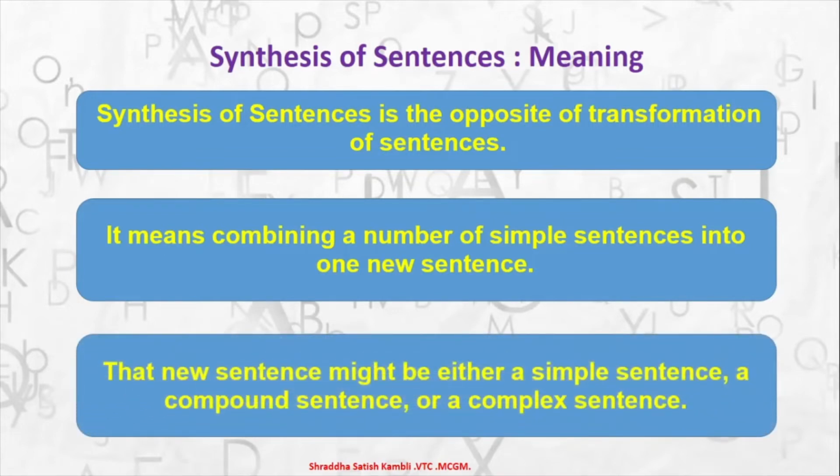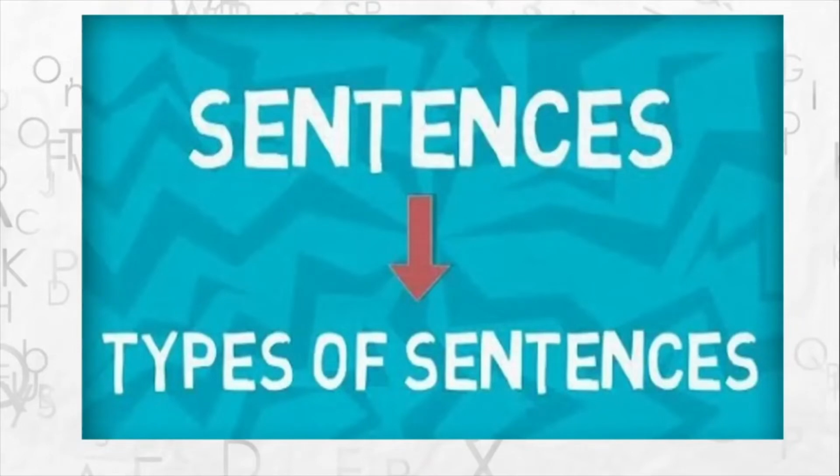Now that new sentence could either be a simple sentence, a compound sentence, or a complex sentence. Before we see how we actually do this, we will also quickly revise what is the meaning of a simple sentence, and what is the meaning of a compound and complex sentence. We have already done this, children. There was an entire video which we have done regarding types of sentences. But since this entire idea of synthesis is based on the types of sentences, we will take a quick look at the types of sentences before we go to the actual process of synthesizing the sentences. So, there are different kinds of sentences we know.